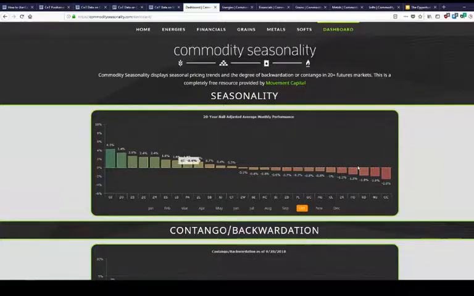And then on the right-hand side, contracts that have historically fallen in October. By the way, this metric is just a 20-year average monthly performance. What's done poorly has been heating oil, RBOB, nat gas, and then cocoa. So that's sort of energy dominated.